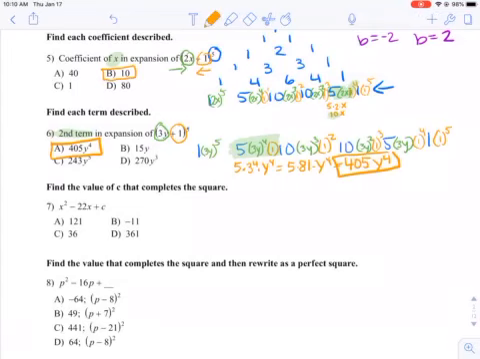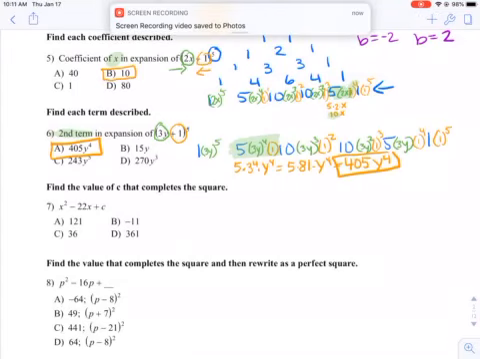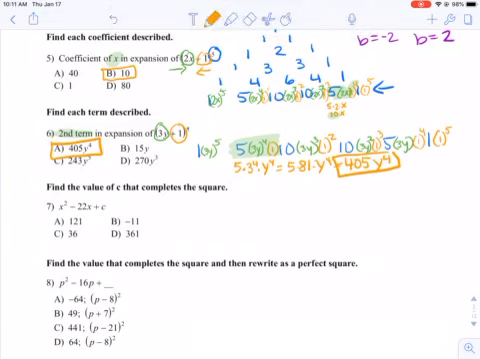Okay, next problem. We are looking at what c value we are going to have to complete the square. So we're trying to make a perfect square. What you're going to do is take this b value and divide it by 2 and square it. So this is negative 11 squared, which is 121.